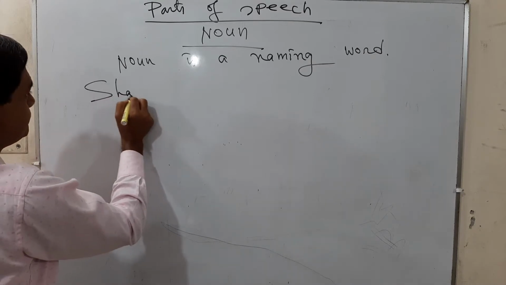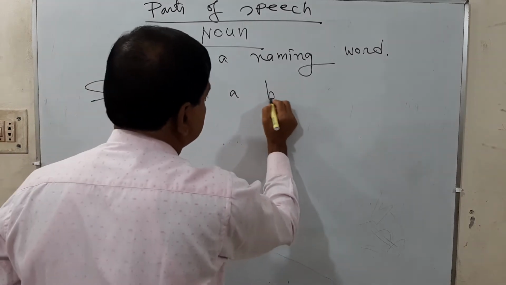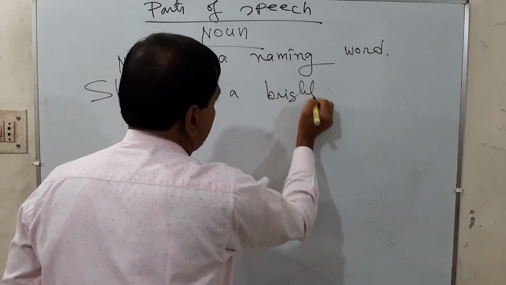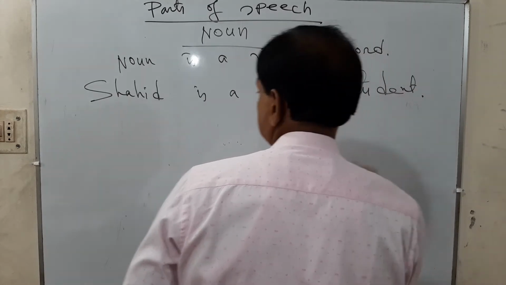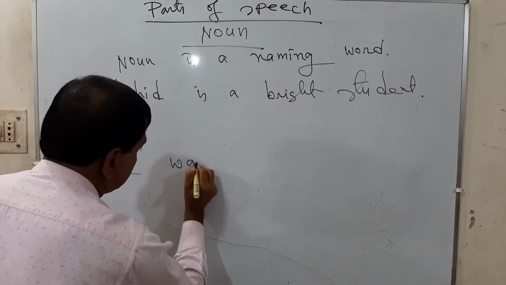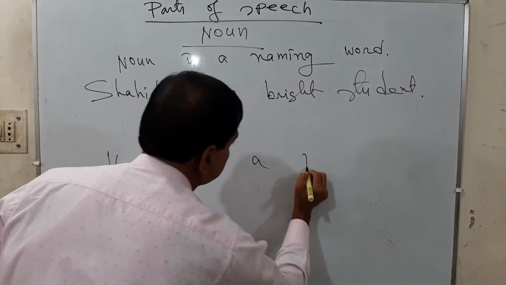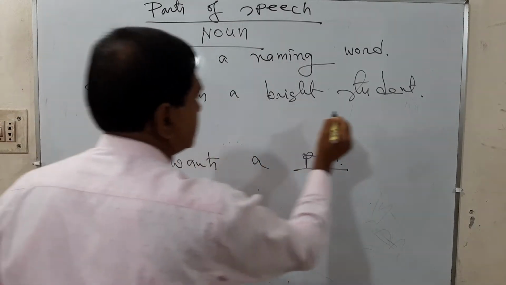So, Shahid is a bright student. He wants a pen. Look at it.